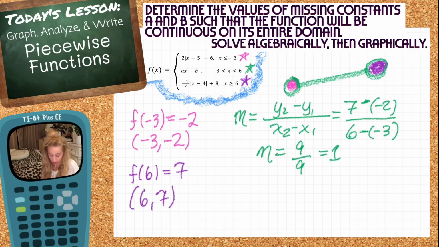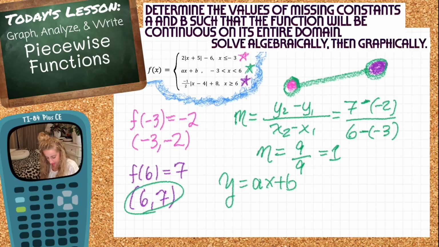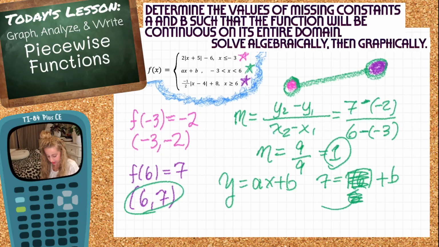And then if I'm really dealing with y equals ax plus b, or mx plus b, I can pick either x, y. So maybe I pick 6, 7, as well as m being 1, fill them in, solve for b. So what do I get? Let's see. 7 equals 1 times 6 plus b. This is really just 6. Subtract over the 6. And we get b is also 1.